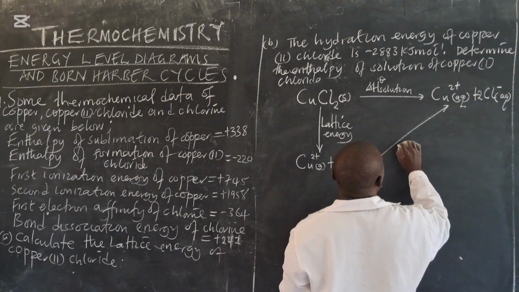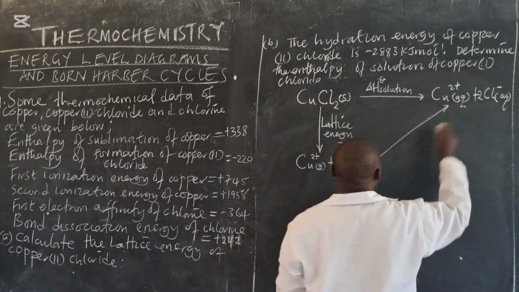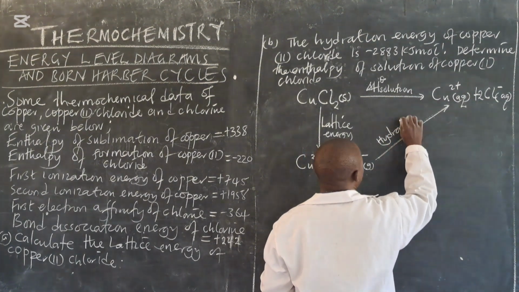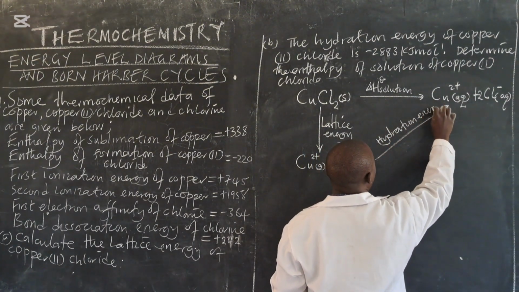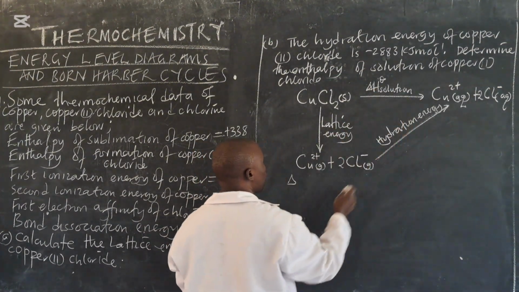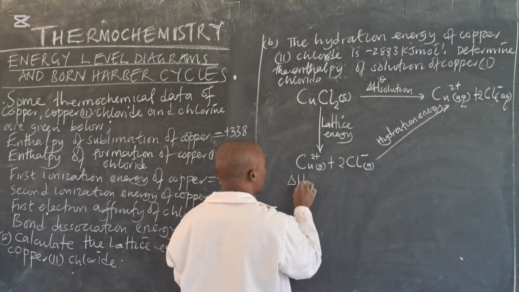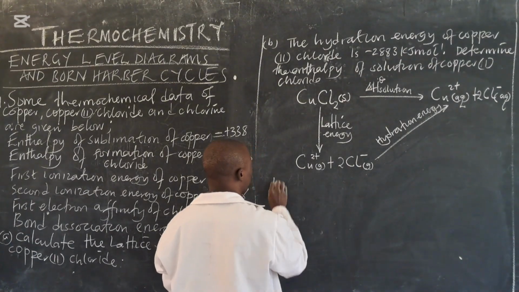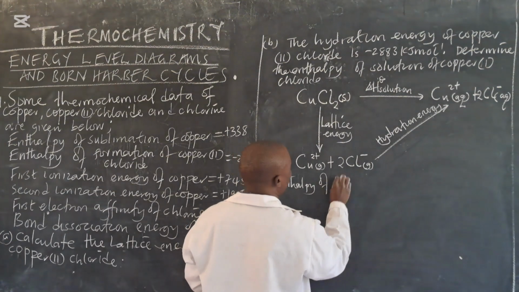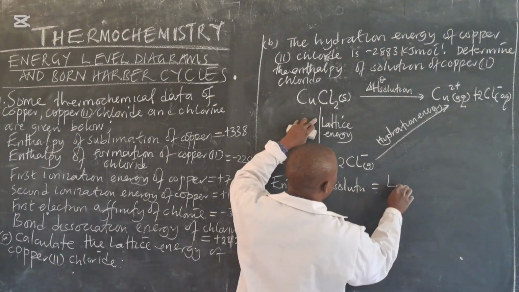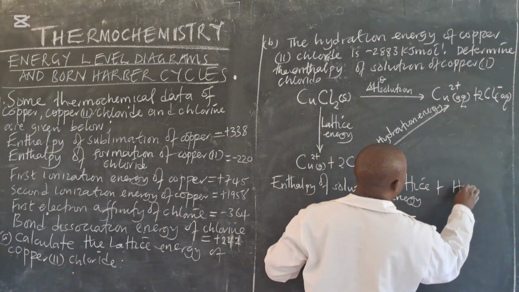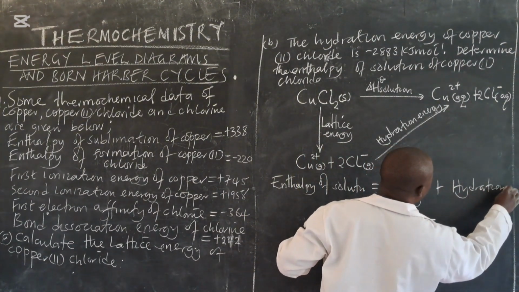Then this is giving the ions aqueous state, so we are hydrating them. This is the hydration energy. So this value is equal to these arrows which go in one direction, that's anticlockwise. So the enthalpy of solution is the lattice energy plus the hydration energy.